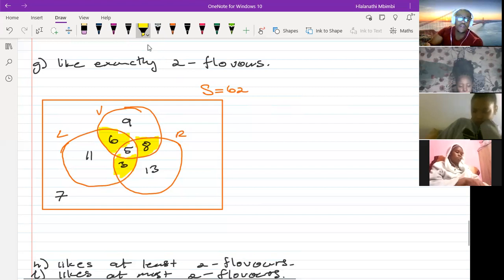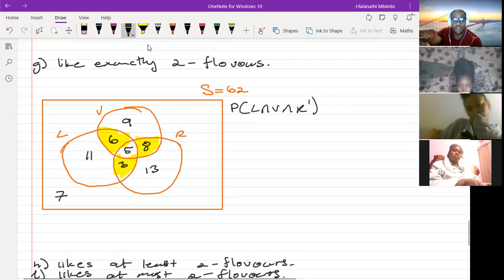I'm actually focusing on how you write this. This is going to be the probability of lime and vanilla, yes, but not raspberry. That's this first part. You can say plus right away, or you can say or. Then the probability of vanilla and raspberry, but not lime. Right? And we have the third one there.